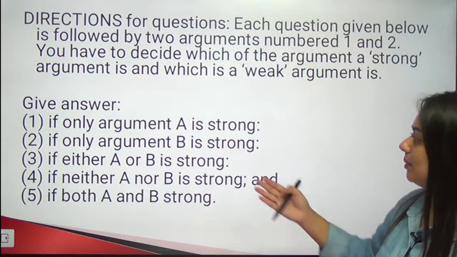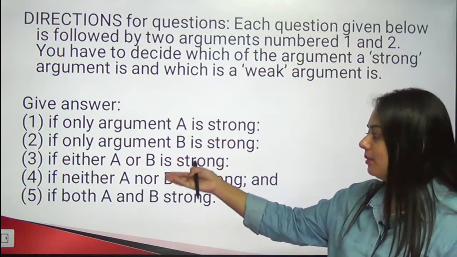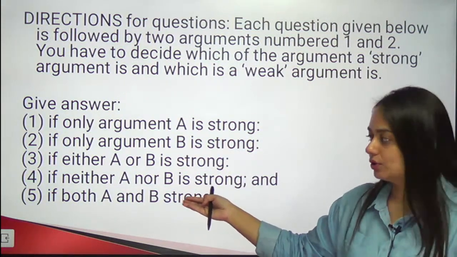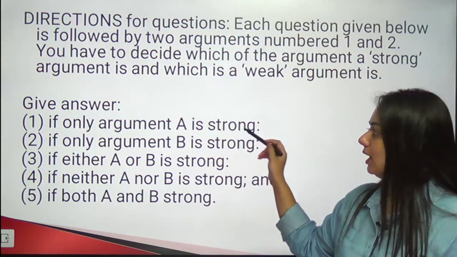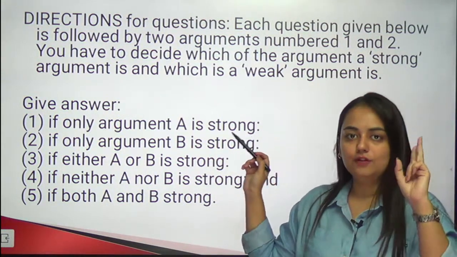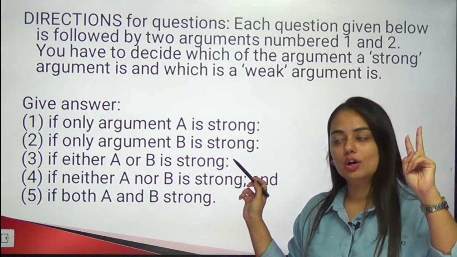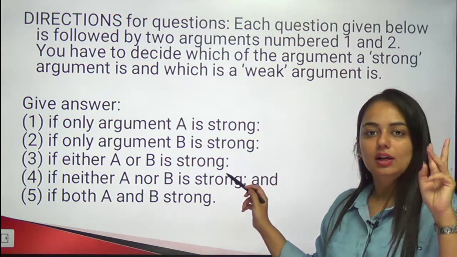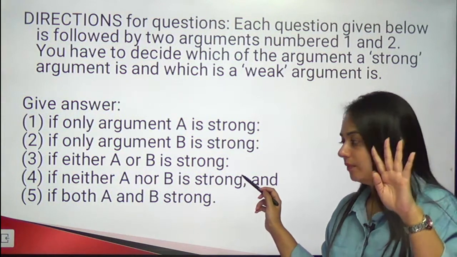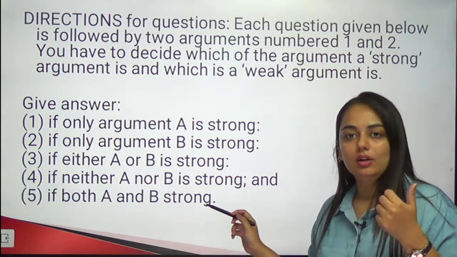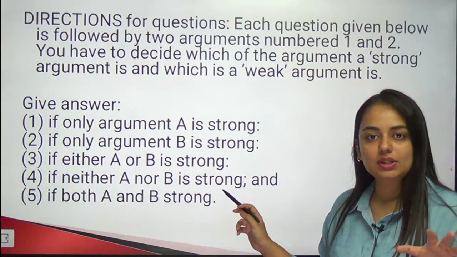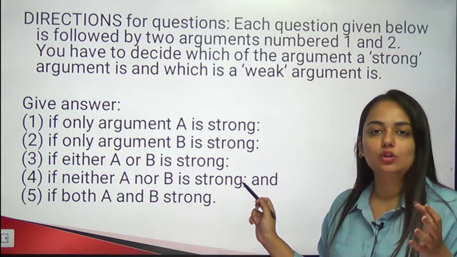Let us now see some argument questions. So the same directions follow for the argument questions also. If only argument 1 is strong, then mark 1. If 2 is strong, mark 2. If either is strong, both cannot be strong together, then mark 3. If neither is strong, mark 4. If you think both the statements are valid arguments, then 5.